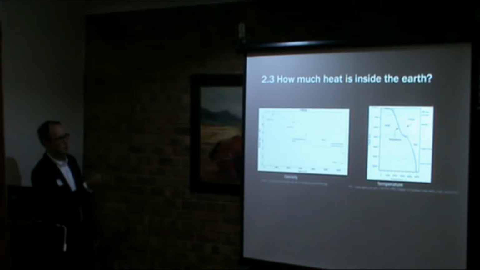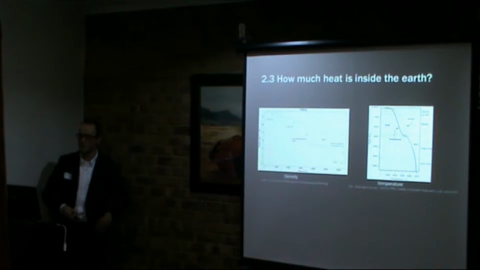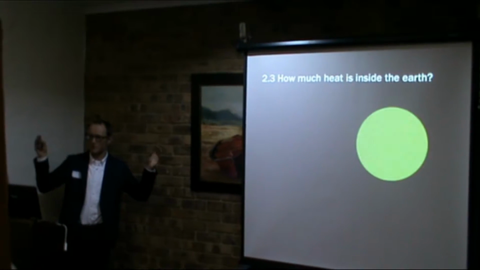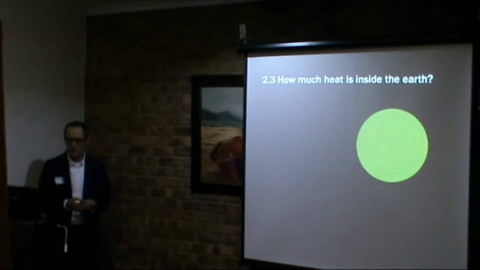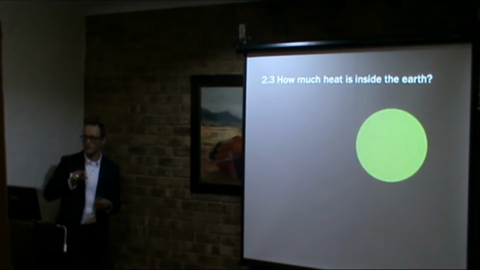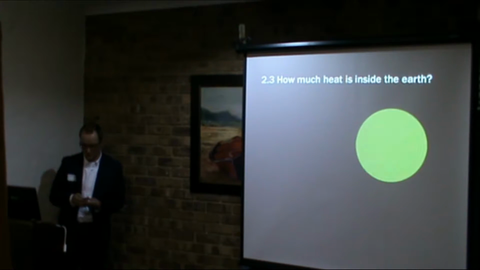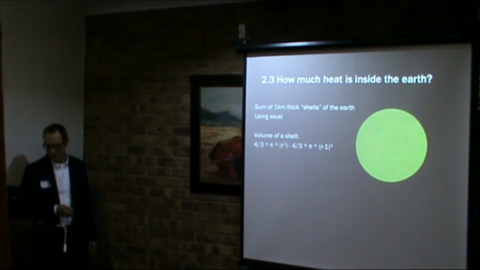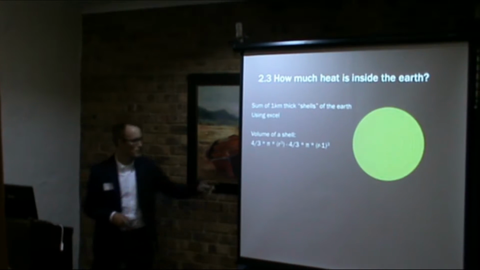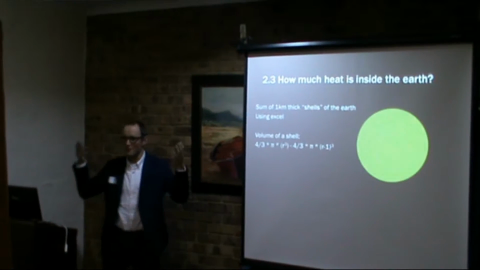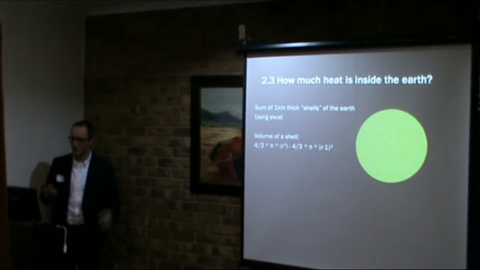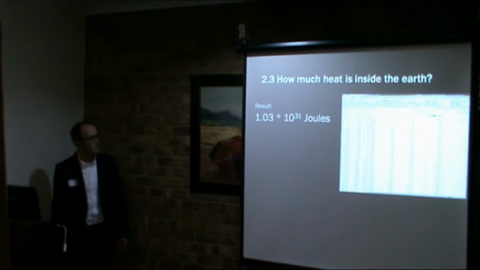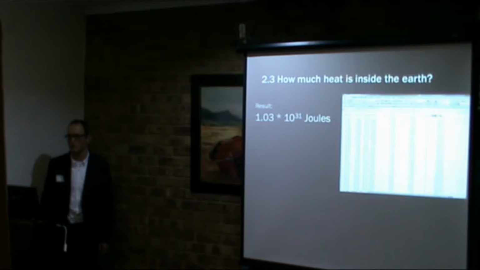The temperature is known, so we can actually calculate how much heat energy is inside the Earth. I do that by dividing the Earth into shells, because every shell has certain properties, and then adding up all these shells together. I use 1 kilometer thick shells, and I used Excel. This is the volume of a shell, basically the volume of a sphere minus the volume of a smaller sphere. Adding it all up, it leaves me with 1.03 times 10 to the 31 joules.